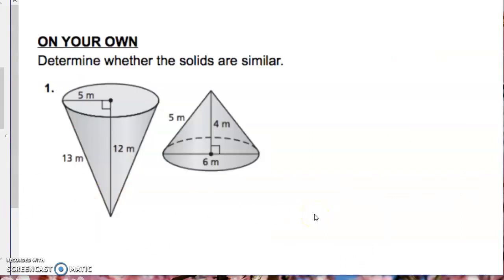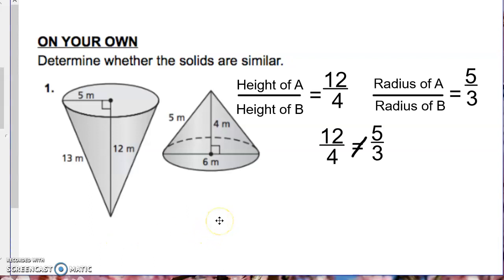You can pause the video and do this one on your own. All right, to check this one. Now I could use different measures for this one to check to see if they're similar, but I have to be consistent. If I use the height on one, then I have to use the height on the other. If I use the radius on one, I have to use the radius on the other.